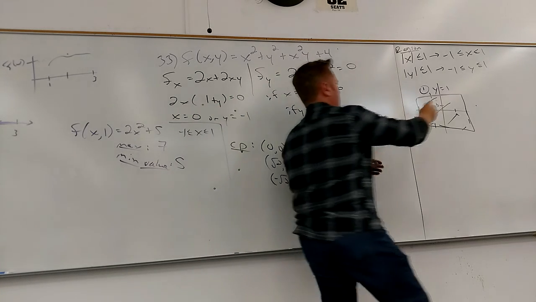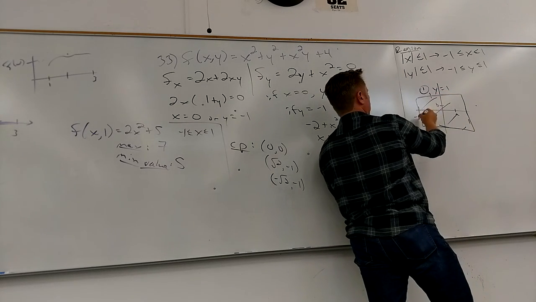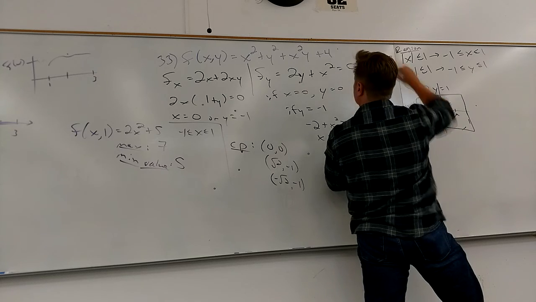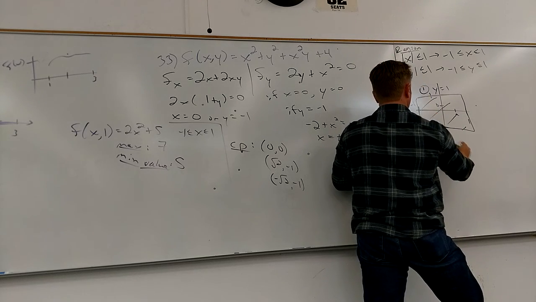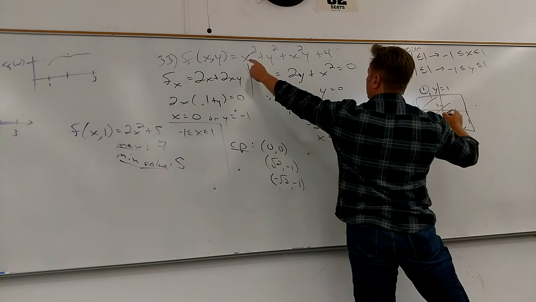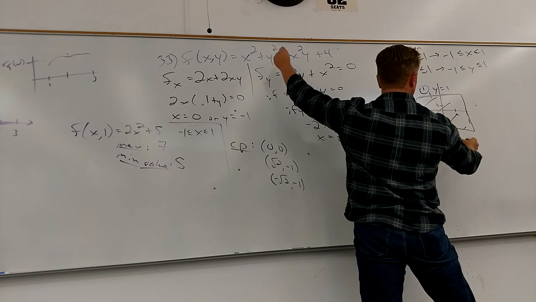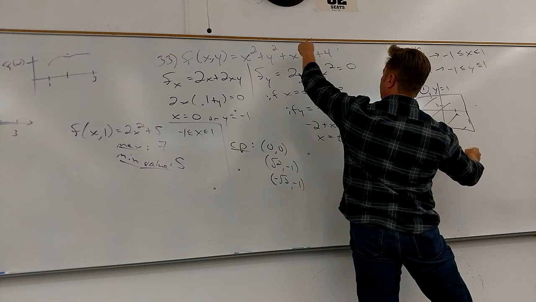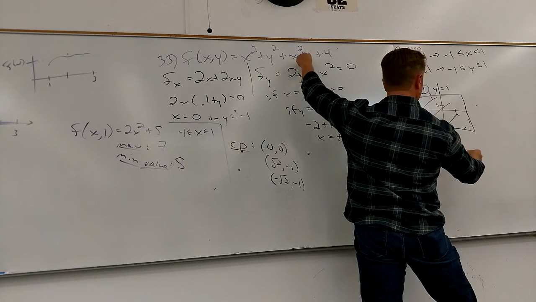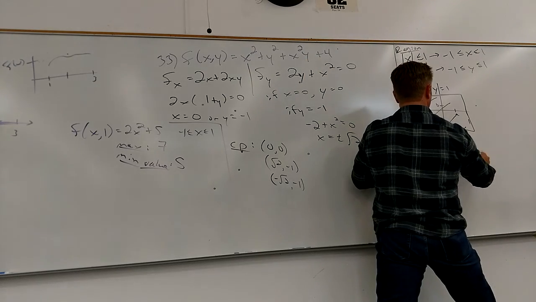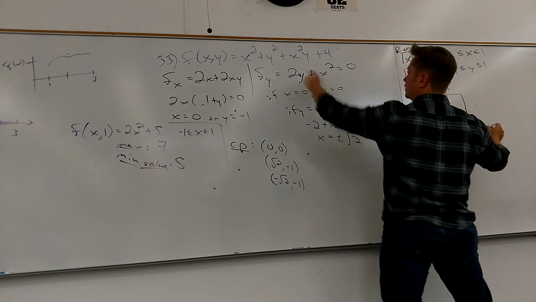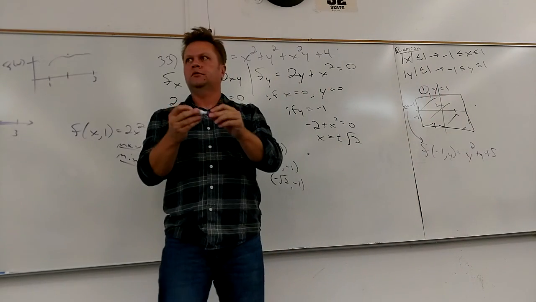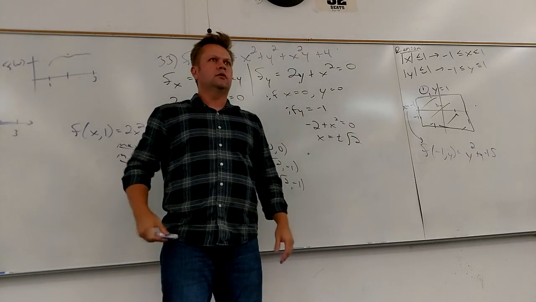So one more. What's this wall? Let's do this wall. X equals negative 1. So for this wall, what does the function look like? It's going to be 1 plus 4 is 5, plus y squared plus y, right? So it'll be y squared plus y plus 5. Another upward parabola, right? You guys see what's going on?